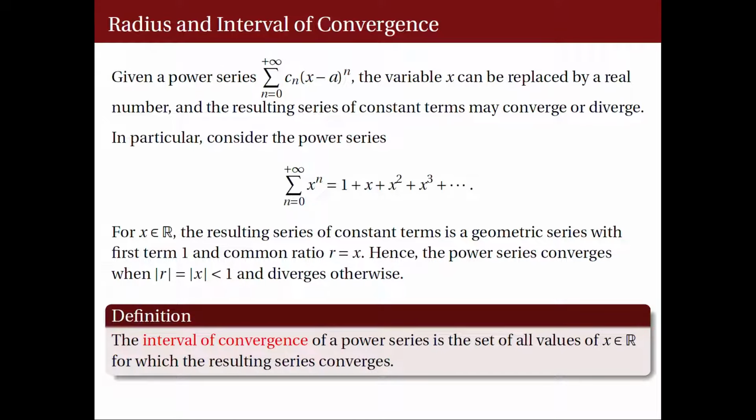Like what we have done in the previous example, in this lecture, for a given power series, we are interested in finding the set of all values of x for which the resulting series is convergent. We call this set the interval of convergence of a power series. We can use the tests that we have discussed so far, like root test and ratio test, to determine the interval of convergence of a power series.